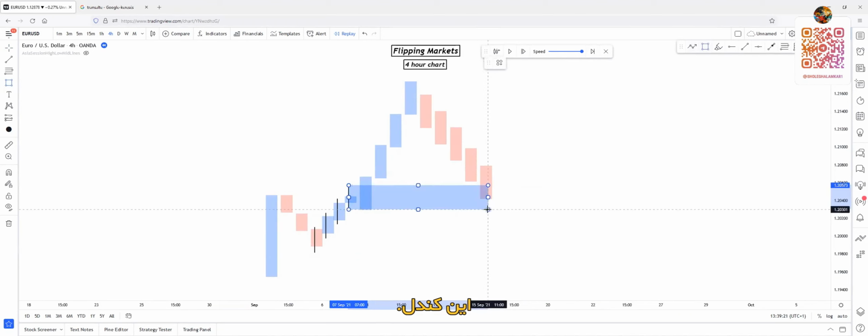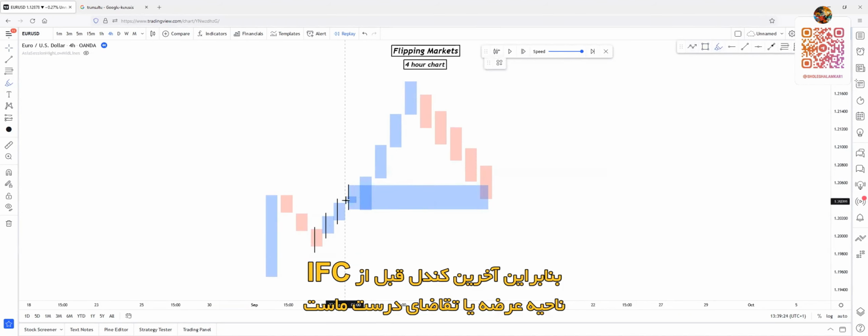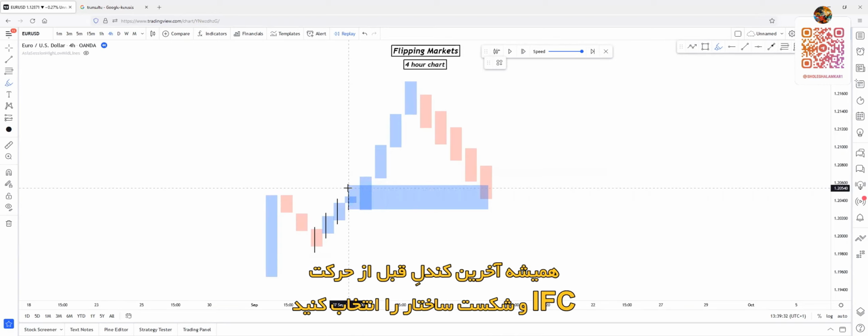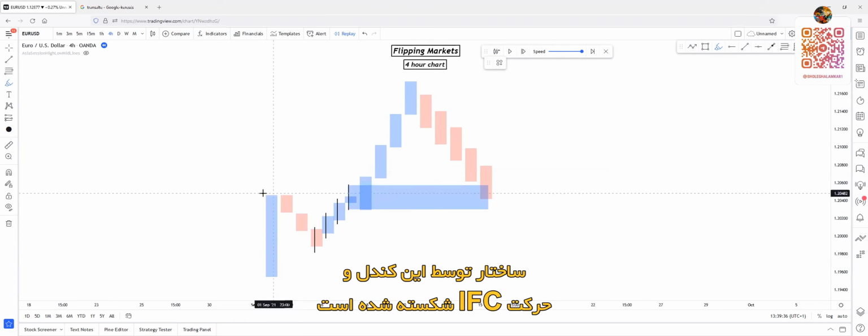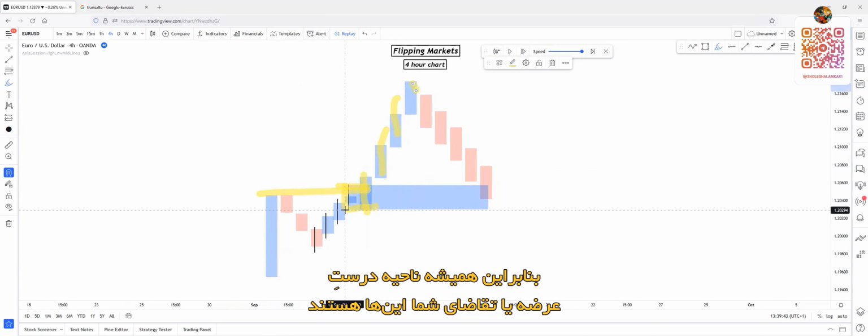Which candle created the inefficiency? This one again. So the less recent candle will be your right demand zone or supply zone before an inefficient push. So always choose the less recent candle before the inefficient push and the break of structure. As you can see, this structure has been broken by this candle and by this inefficient push. So this will be your right demand or supply zone every time.